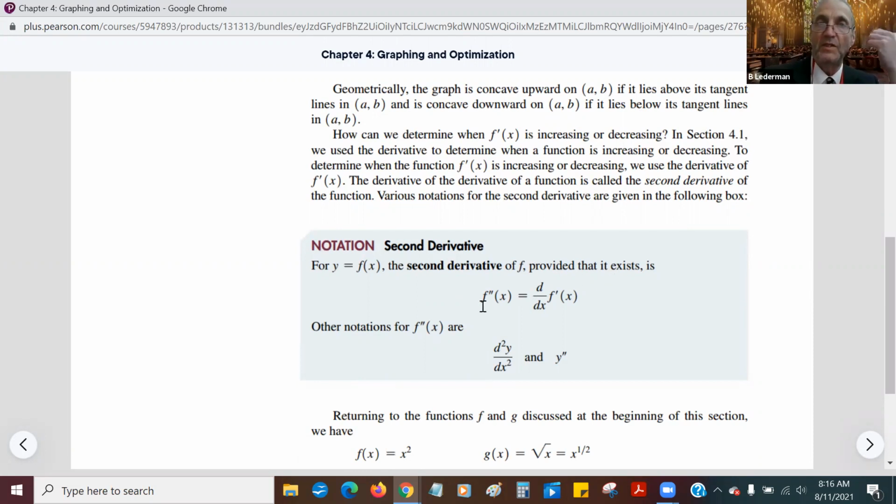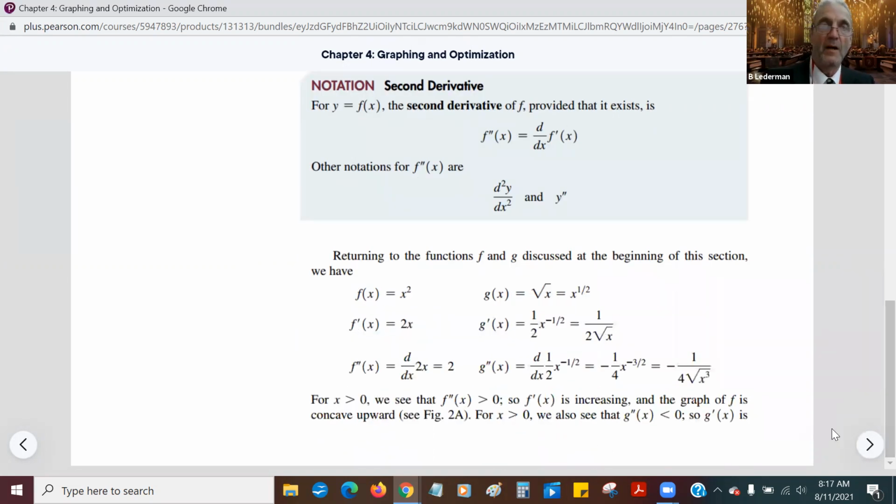By definition, that's just a notation. We call it f double prime. We just write f prime prime. Or if you're using this notation, we say d squared y dx squared. I'm not actually squaring anything, but it's just a second derivative. So f prime prime is just the derivative of the derivative. And as we're going to see, we'll see all that.